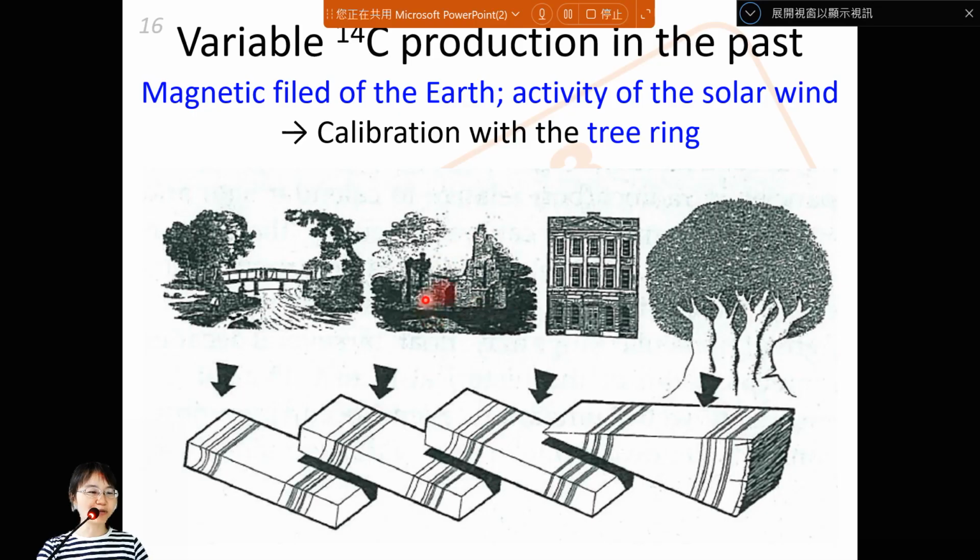So you can sort of extend your record. This is another building, so you do the same thing and extend. And this is a bridge made of wood. You can further extend your records. That's how they do this.